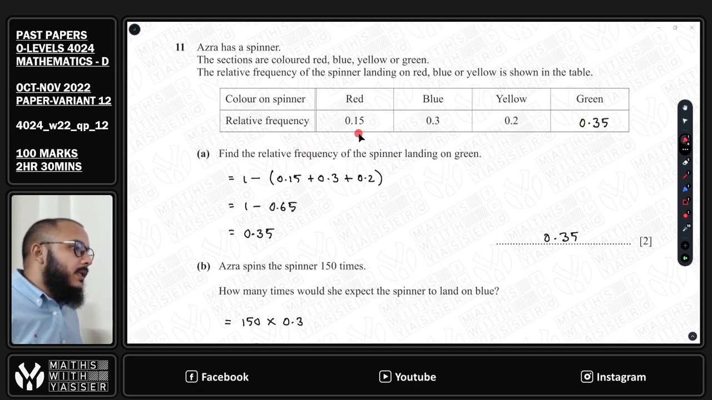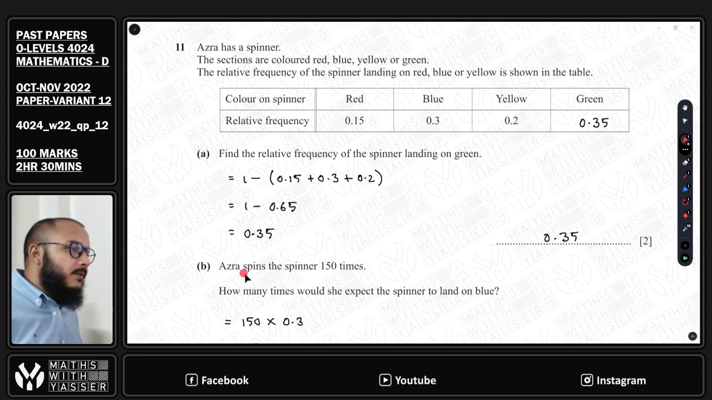So we know that all the frequencies should add up to the number 1. So what we can do, we can add these numbers which are provided, and we can take it away from the total, which is 1. So 1 minus (0.15 plus 0.3 plus 0.2) will give us 1 minus 0.65, which is 0.35.